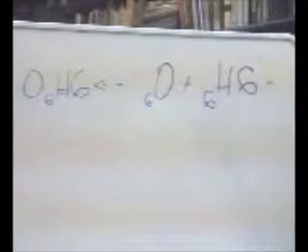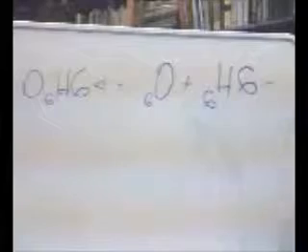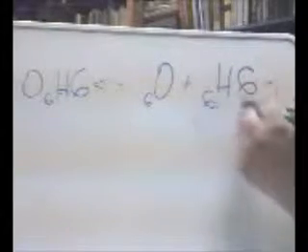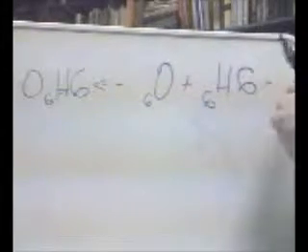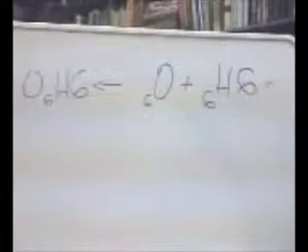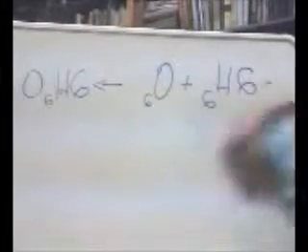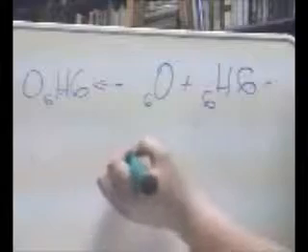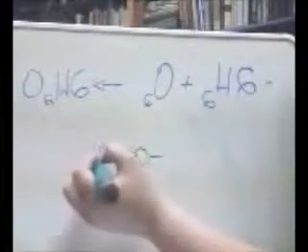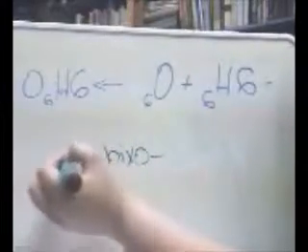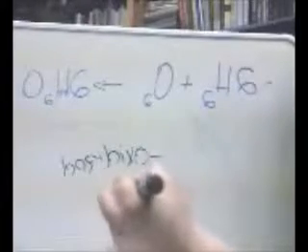Hello, everybody. We have this equation, 2H2 plus O2 yields 2H2O. Okay, so your question is, what's being oxidized and what's being reduced?